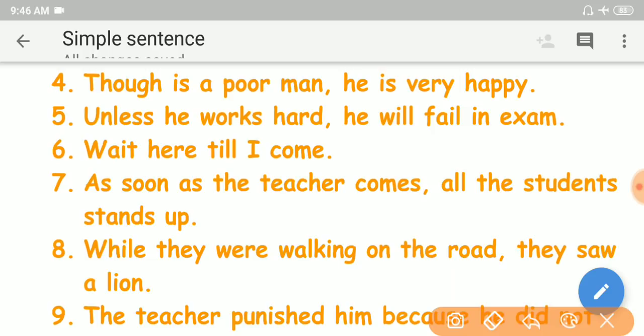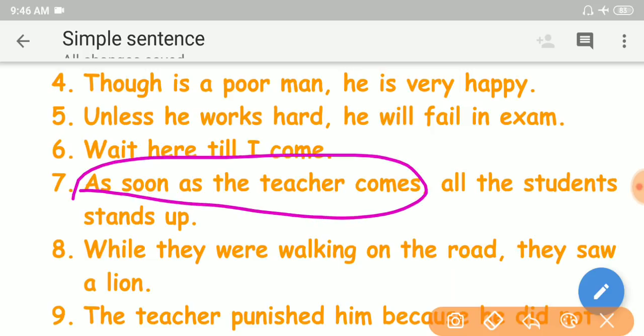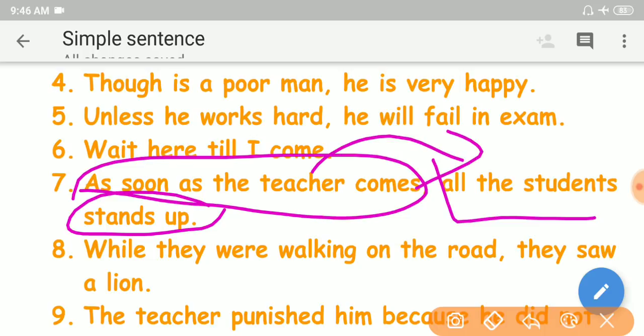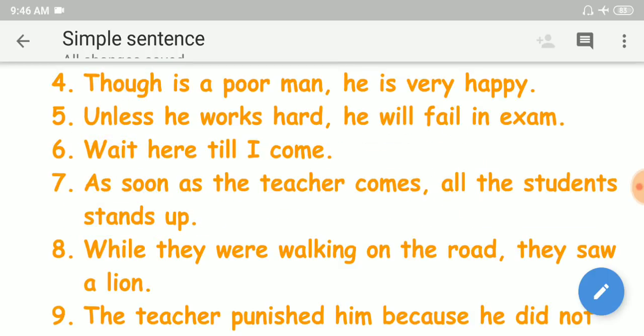As soon as the teacher comes, then what? All the students stand up. "All the students stand up" can be independent in meaning. But "as soon as the teacher comes" demands some other information to complete the meaning, so that's why this is the dependent clause, and this is the independent clause. Always you must understand, every dependent clause should begin with a subordinate conjunction. So as soon as, unless, though, these are all subordinate conjunctions, my dear friends.